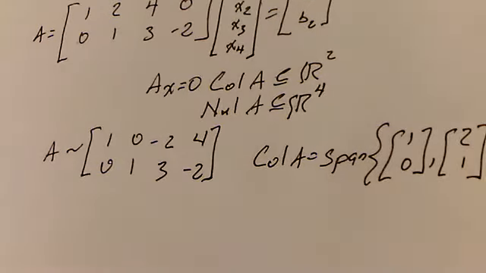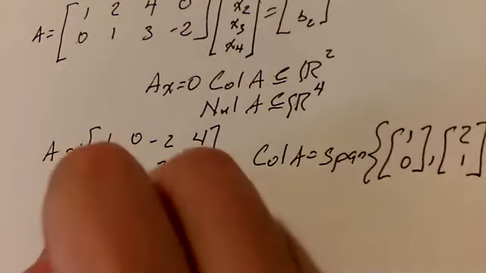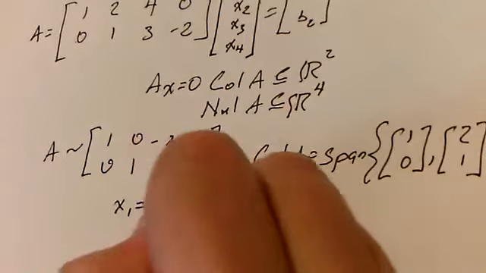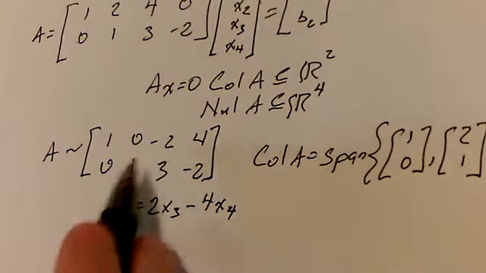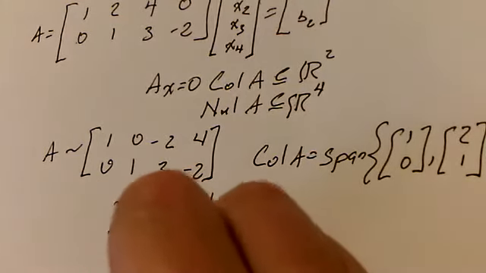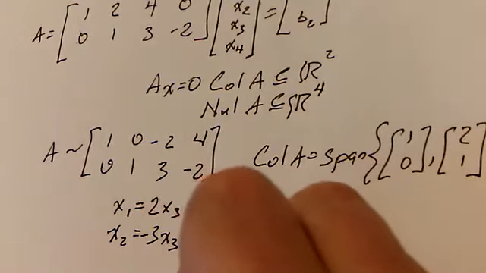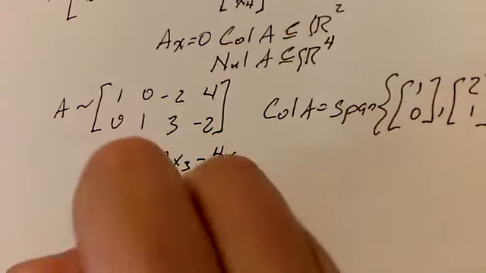Now I can pretend that this is augmented with zeros, so my solution set would be x1 is equal to 2x3 minus 4x4. Remember, I'm moving those to the other side of the equal sign. x2 would be equal to negative 3x3 plus 2x4, while x3 and x4 would be free.